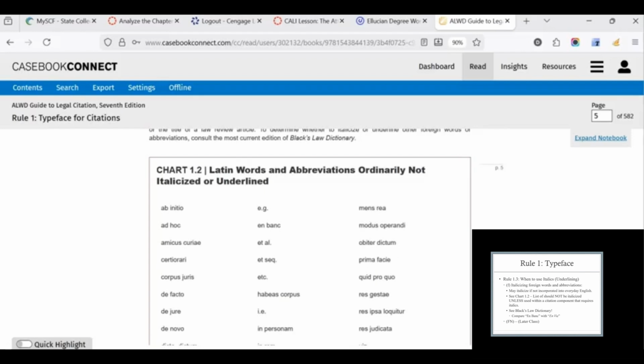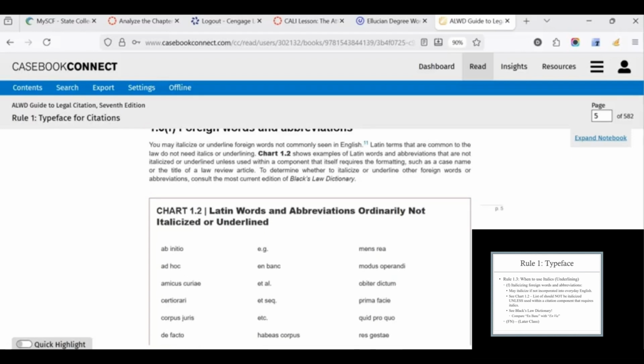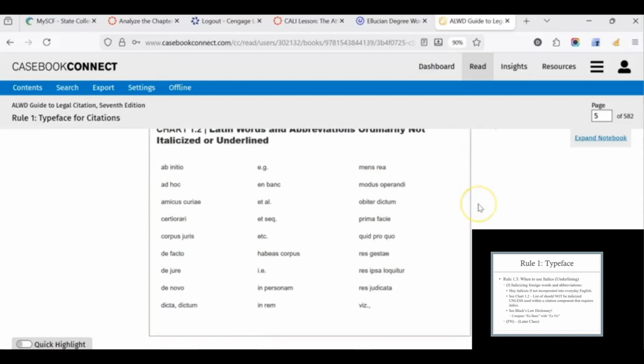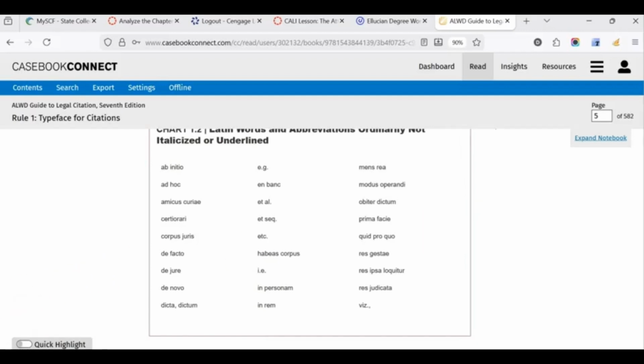The great thing about Black's Law Dictionary, if you guys end up getting one of the little ones or even the big one, if it's a word in Latin and you look it up in Black's Law Dictionary, it will actually show it to you either in ordinary type if you just leave it alone, or italicized if it needs to be italicized in your writing. So Black's Law Dictionary actually does the work for you. All right, and that is the end of rule number 1.